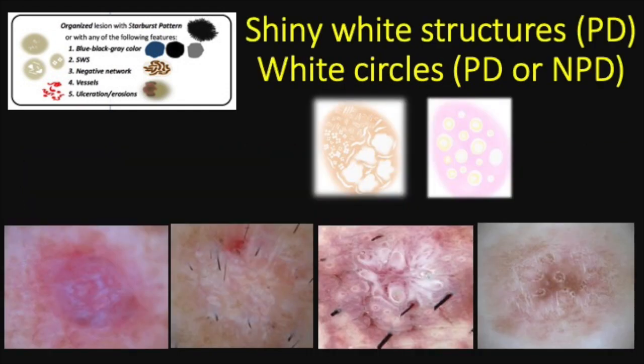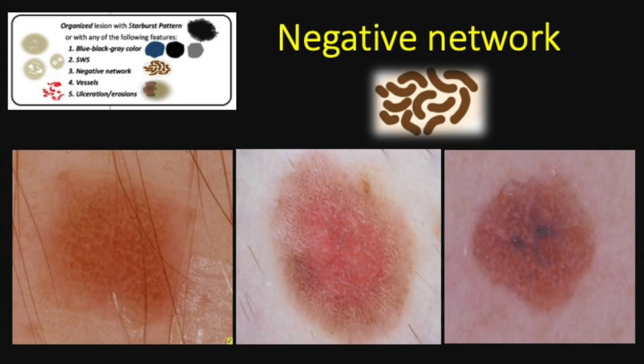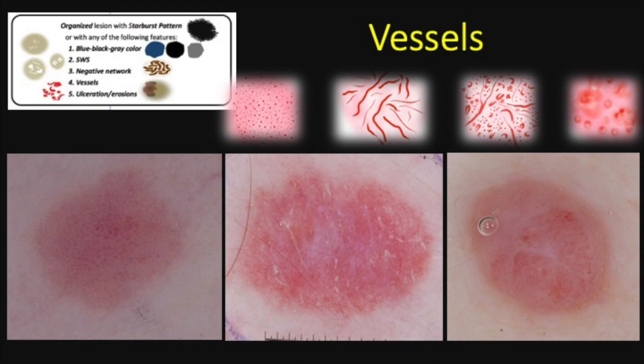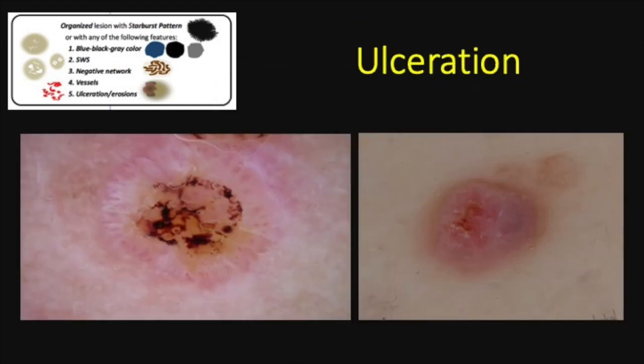Shiny white for all the reasons we mentioned. Shiny white blotches and strands, shiny white circles in squamous cell, shiny white lines in melanoma. If you see shiny white, it becomes concerning. Negative network, we talked about that, spitzoid melanoma, and vessels, right? Add to that ulceration as well, and you have the whole gamut.